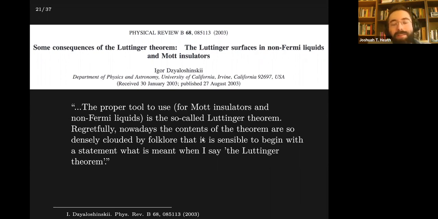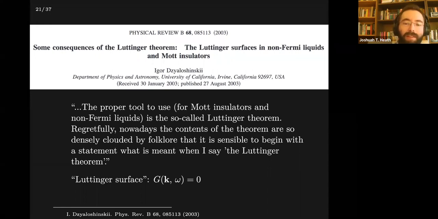So let's try to organize ourselves here. There's Luttinger's theorem, which I showed before, Luttinger liquids, which are one-dimensional interacting fermionic systems, and a Luttinger surface. So a Luttinger surface is a manifold where the Green's function is 0. A Fermi surface is where the inverse Green's function is 0. A Luttinger surface is where the Green's function is 0 itself.